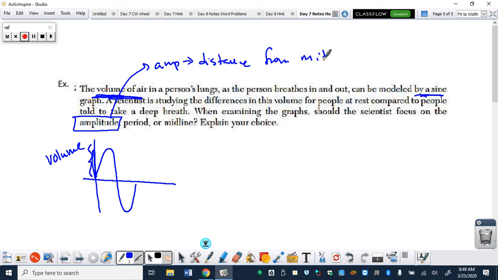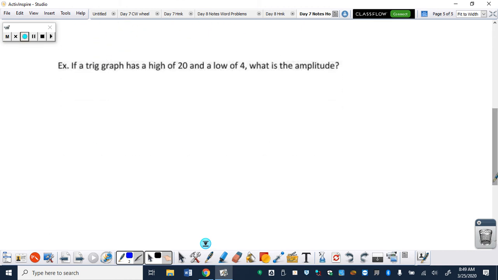from the midline. If it's a lot of air, it's going to hit a maximum. If it's not, it's going to have to hit that minimum. Because amplitude has to be positive here, chances are the graph looks something like this, where the maximum volume is here and the minimum volume is there. But again, it's the amplitude that's going to measure the amount of volume of air in a person's lung as the person breathes in and out.